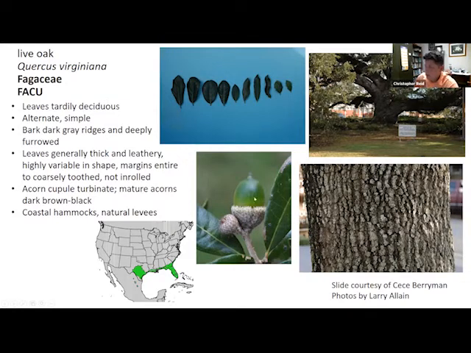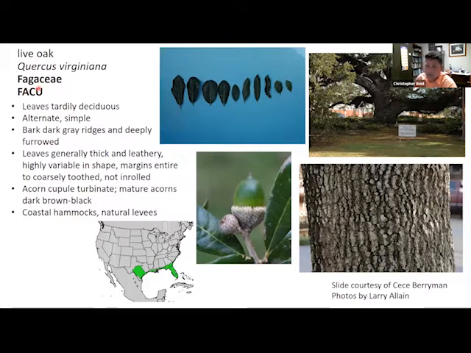The acorns are maybe three quarters of an inch to an inch long. When they mature, they're going to be really dark brown, almost black. Also note the cupule. It says turbinate. The word turbinate means looking like an upside down cone. It kind of looks like a snow cone, the bottom paper part. I haven't seen those in a long time, but anyway, it's like an upside down cone.